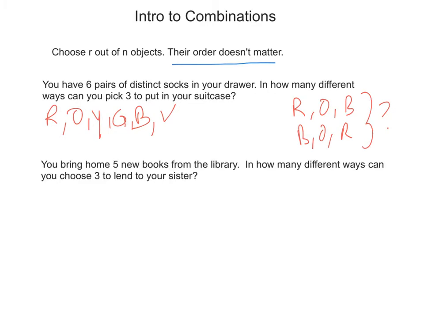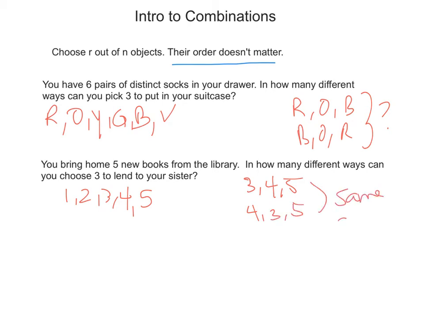Here's another example. You bring home 5 new books from the library. In how many different ways can you choose 3 to lend to your sister? Again, let's assume that those books are, we'll just give them numbers, 1, 2, 3, 4, and 5. If I pick 3, 4, and 5 to lend to my sister, that's exactly the same as my choosing 4, 3, and 5 to lend to her. So there's no difference here. These are the same choice. And that's what it means by the order doesn't matter.